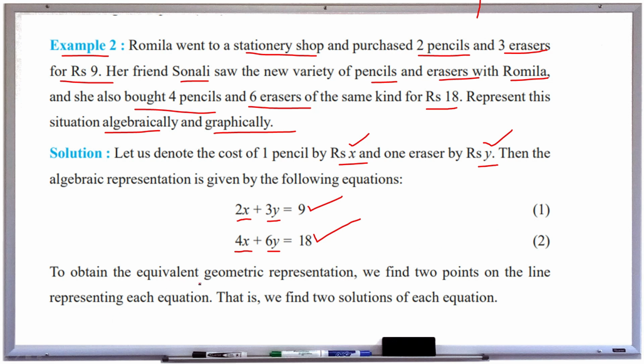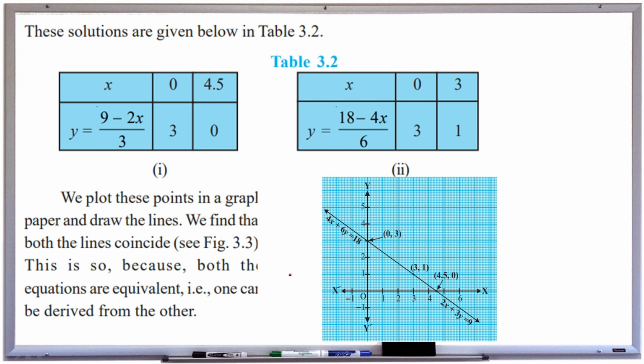To obtain the equivalent geometrical representation, we find 2 points on the line representing each equation, that is, we find 2 solutions of each equation. Now let us find the solutions. For the first equation, put the value of x is equal to 0, you get y is equal to 3. Put the value of x is equal to 4.5, you get the value y is equal to 0. After simplifying, you will get this equation. You put the value and you will get the y value.